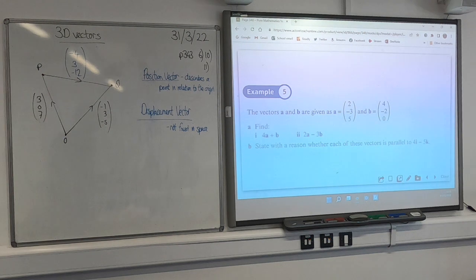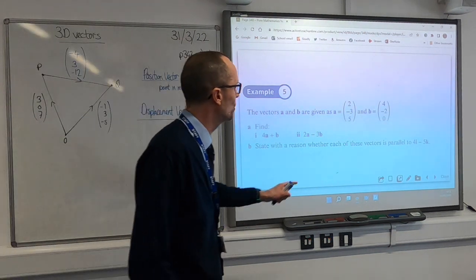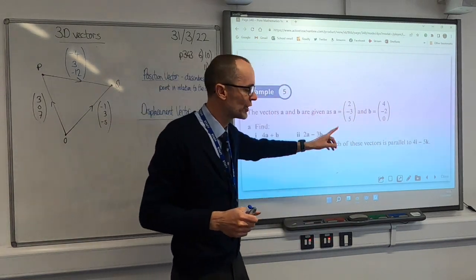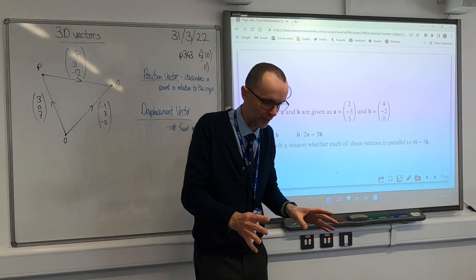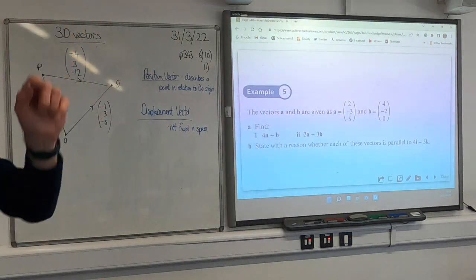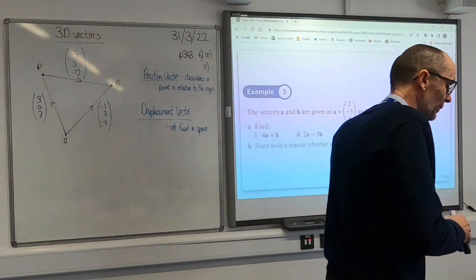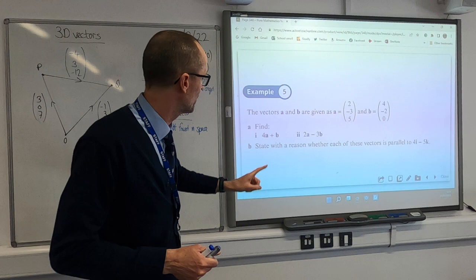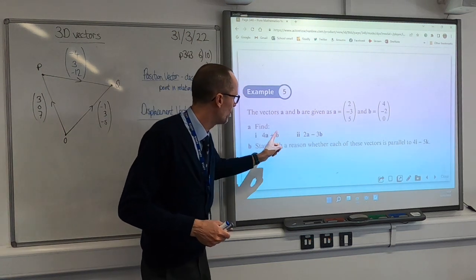And actually, this is GCSE stuff, really, isn't it? So here we've got two vectors. They're not positioned at all. This one is just any journey, wherever you're starting from, of 2, backwards 3, up 5. And this one is from any starting point, 4, backwards 2, and not up at all. And we're just asked to work out these combinations.